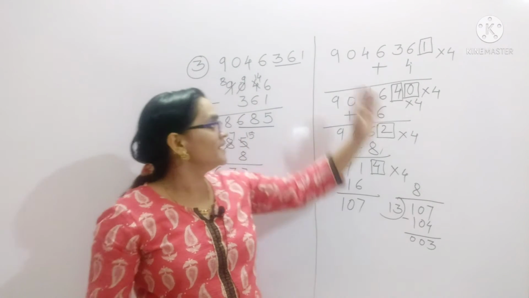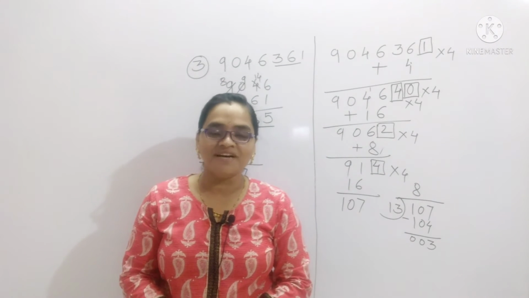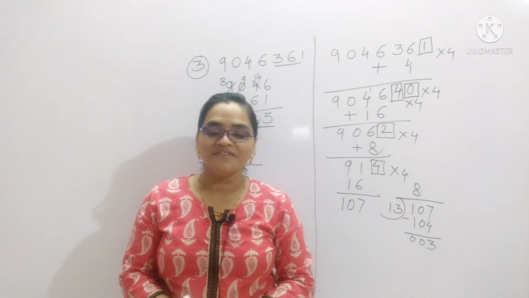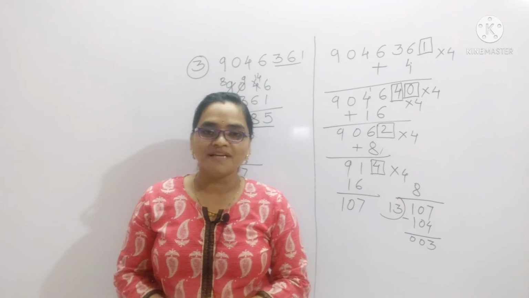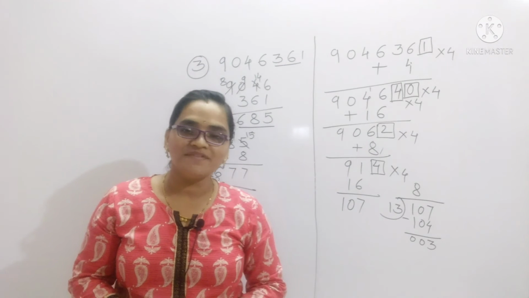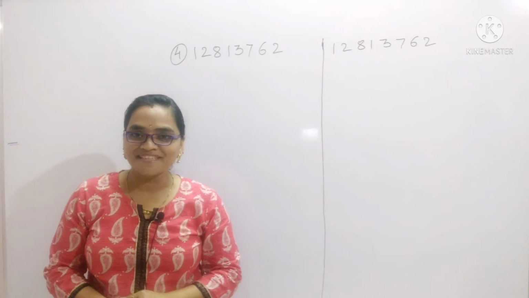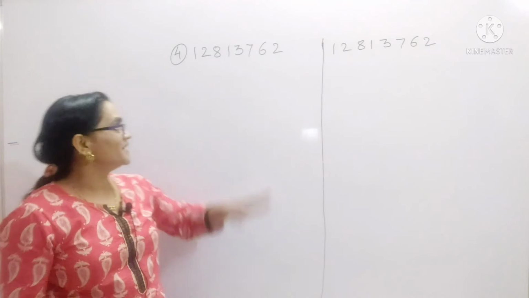Therefore, the given number 90,46,361 is also not divisible by 13. Okay, here we solved by applying 2 rules. Whichever one you find easy, you can apply that rule. Okay, what is the fourth example?